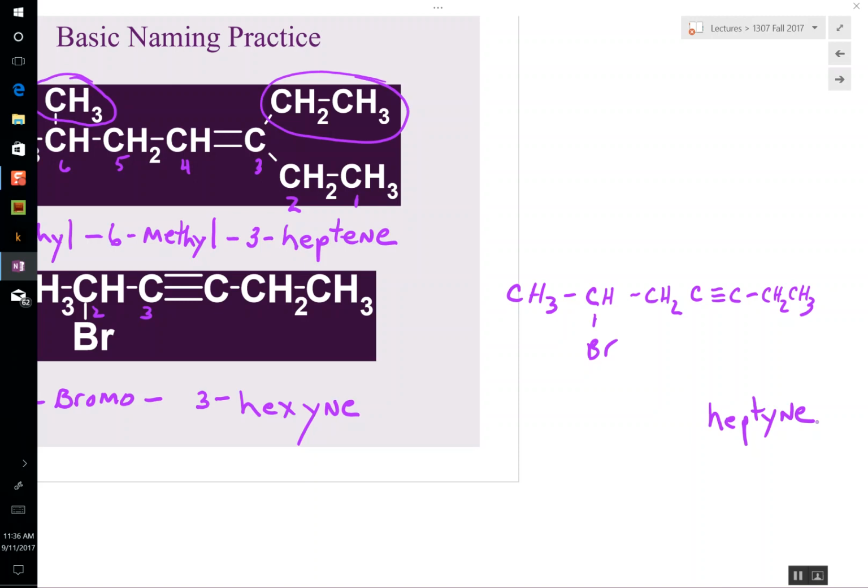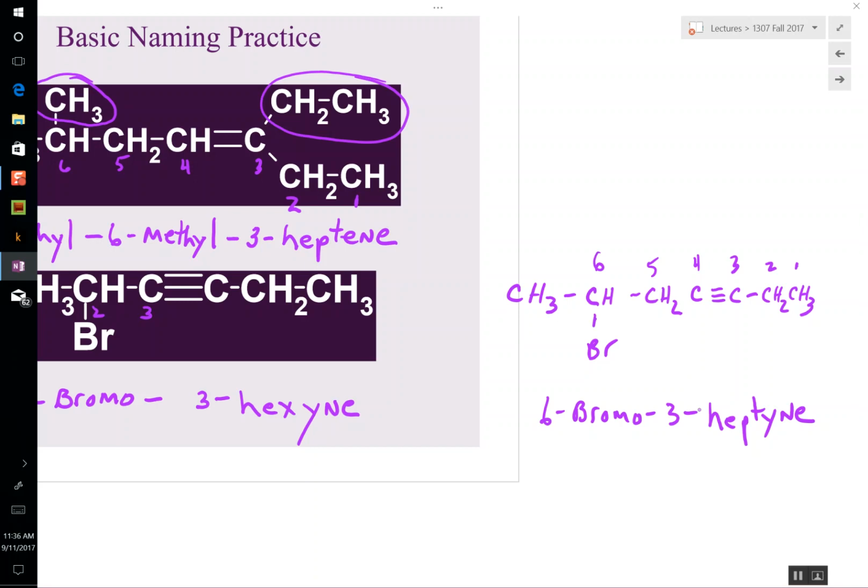You get the lowest number. It didn't matter over here because no matter which end I started on, it's a 3-hexane. But it matters over here because I'm not going to call this 4-hexane just to give this a lower number. I'm going to start at the end that gets me to the triple bond the soonest. So this is carbon number 1, 2, 3, 4, 5, 6. So this ends up being 6-bromo-3-heptyne. You see that?